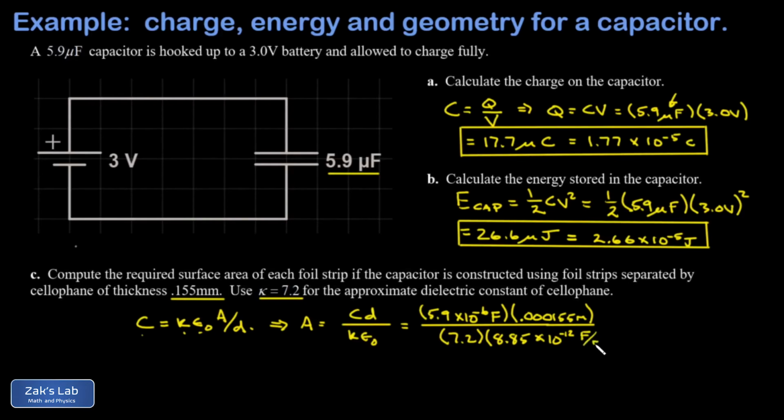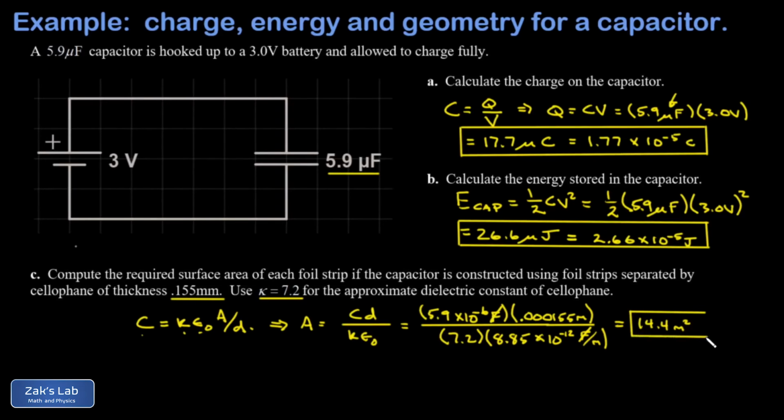farads per meter. And if I look at the units here, my farads are going to cancel, and then I have meters divided by 1 over meters, which gives me square meters, which is what I want for an area. And when I run the numbers on this, I get 14.4 square meters of surface area.